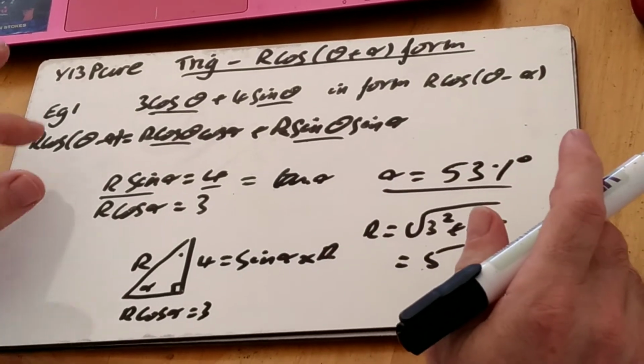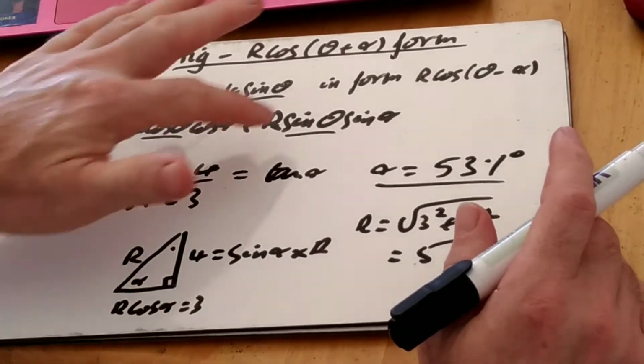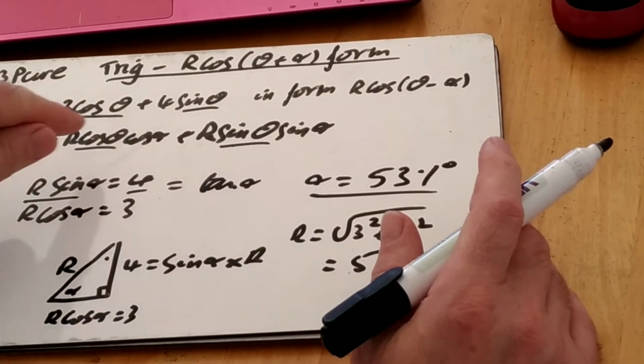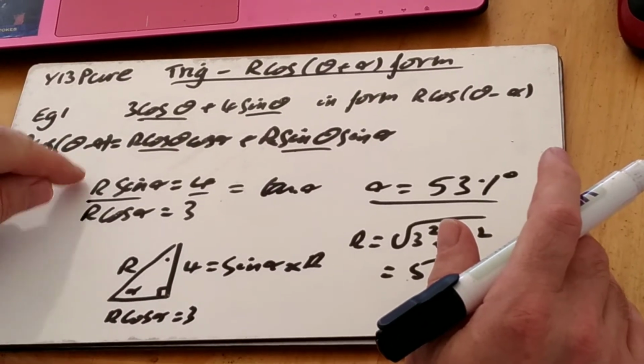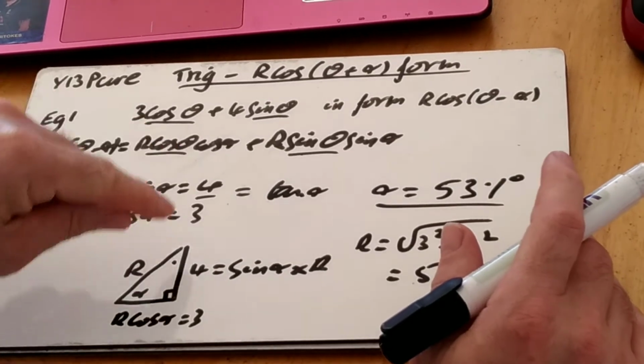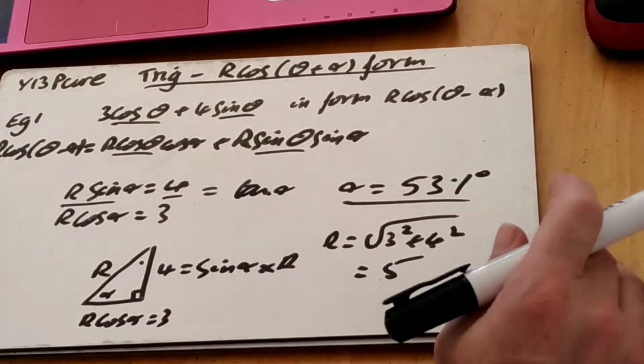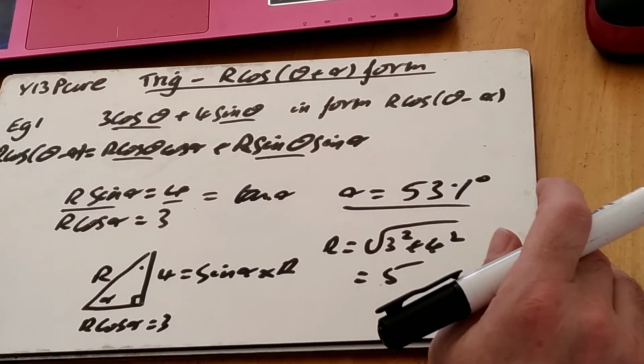And that's really it. As long as you take time to match up the coefficients, to show to yourself which one is R cos alpha, which one is R sine alpha, and they give you the R sine over the R cos, so it's that way around. That's it. As long as you do that little step there, I don't think you can really go wrong.